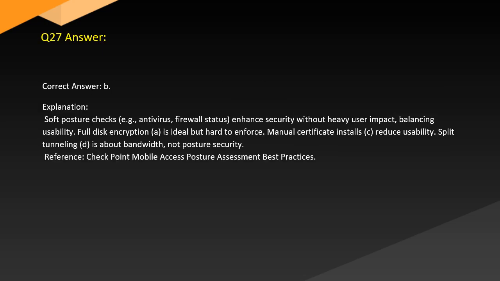Answer. Correct answer: B. Explanation: Soft posture checks, e.g. antivirus and firewall status, enhance security without heavy user impact, balancing usability. A. Full disk encryption is ideal but hard to enforce. C. Manual certificate installs reduce usability. D. Split tunneling is about bandwidth, not posture security. Reference: Checkpoint mobile access posture assessment best practices.